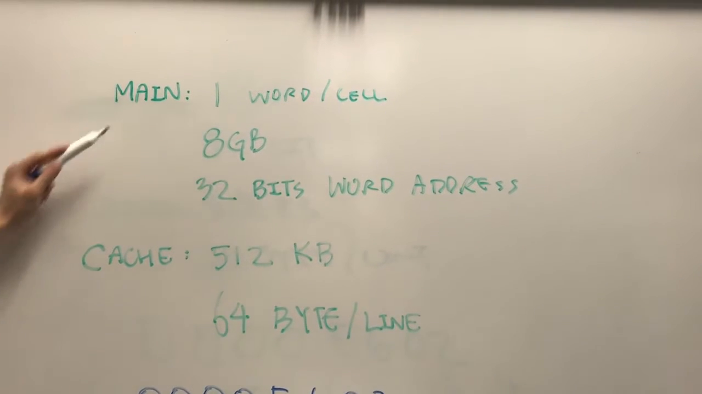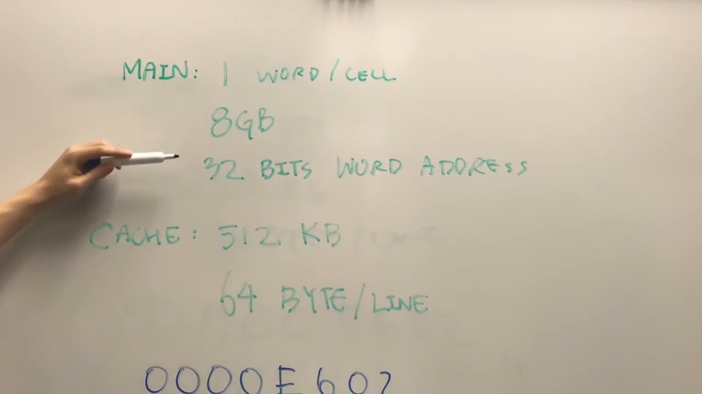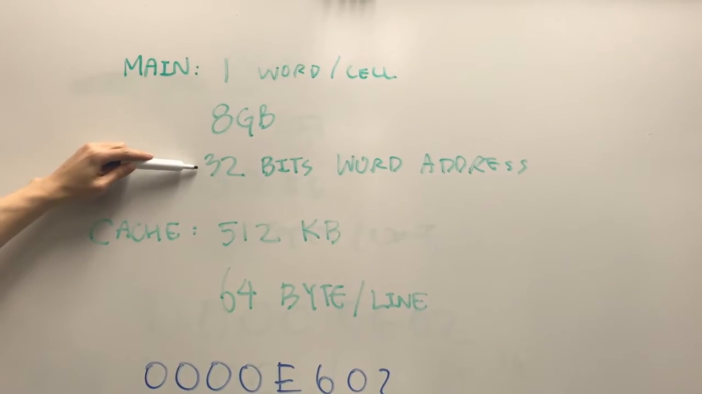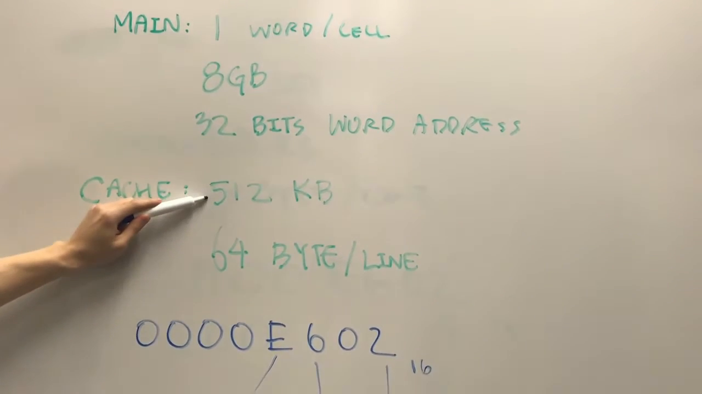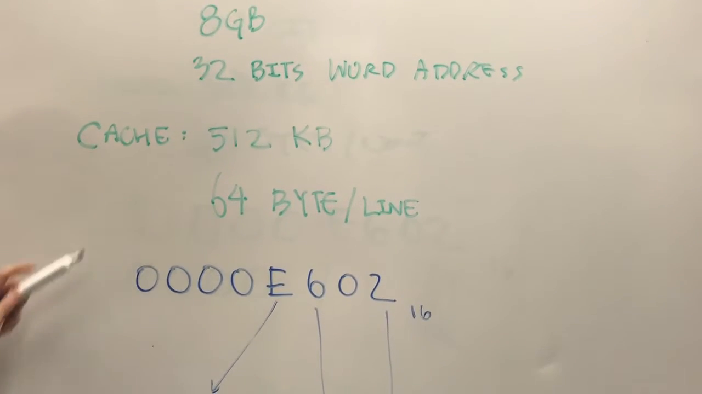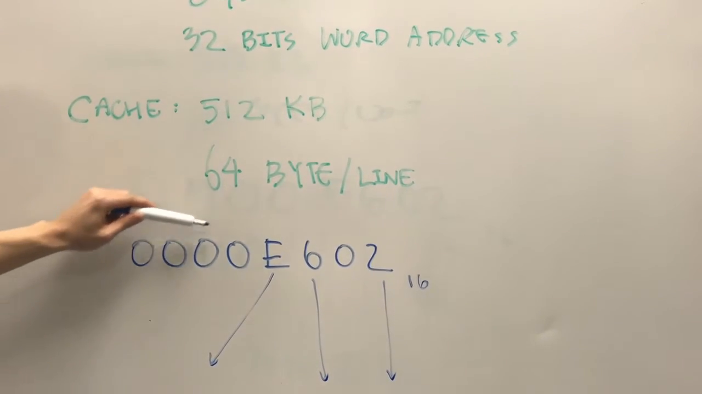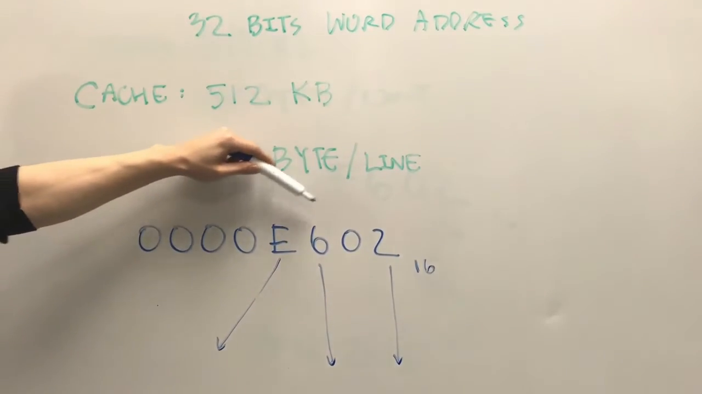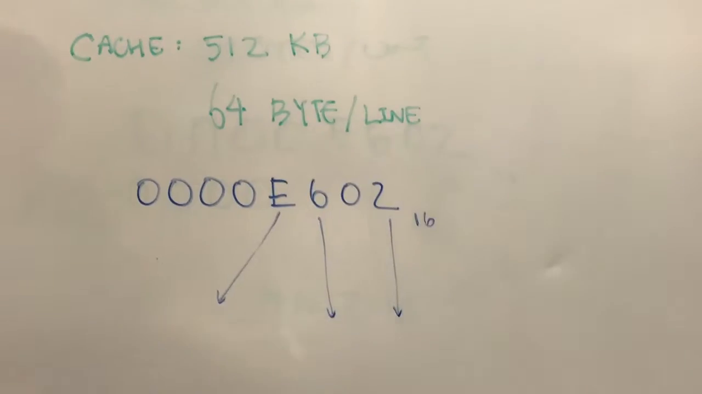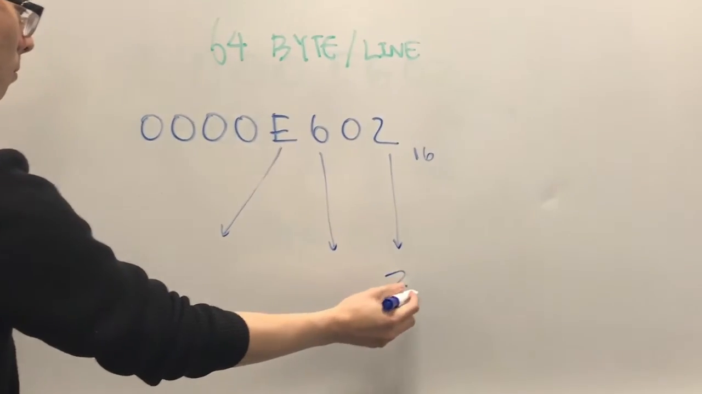Let's say that we have an 8 GB memory with one word in memory getting stored in one cell that has a 32-bit address. We also have a 512 kilobyte cache with 64 bytes per line. We are trying to store in cache the word with memory address 0000E602 in base 16. The first thing we are going to do is convert this memory address to base 10.